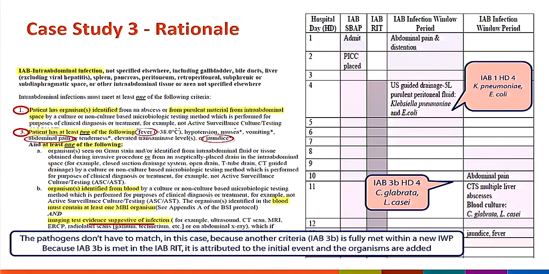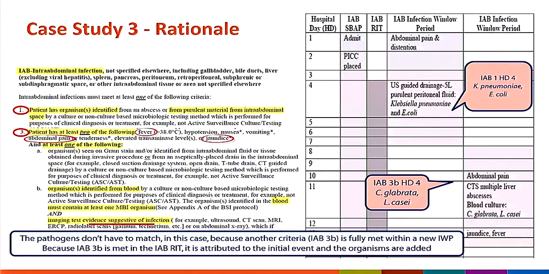So some individuals will say, there's no way I can say that is secondary because they don't match. But really, as long as you can meet the requirements, and in this case, this patient meets criterion 3 for fever and jaundice, 2 of the following, she had both of those. She actually also had abdominal pain.